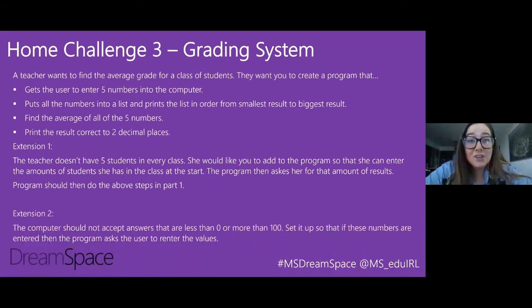And then extension 2, so if you still haven't had enough, you can do this extension 2, which is the computer should not accept any answers that are less than 0 or more than 100. You need to set it up so that if these numbers are entered into the program, it asks the user to resubmit the results to try again.